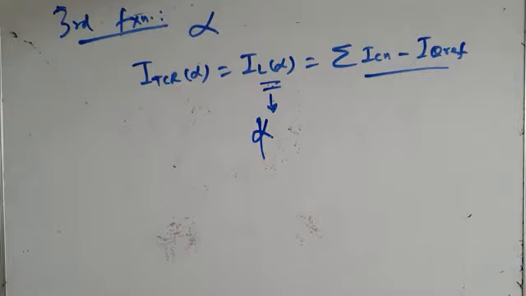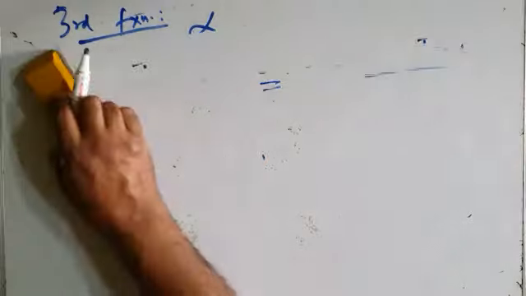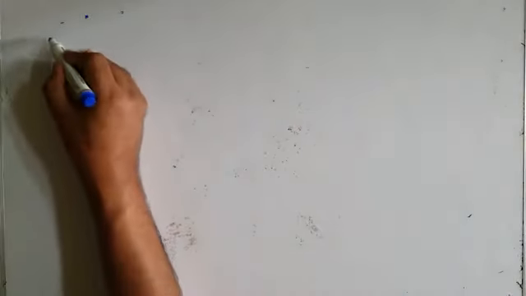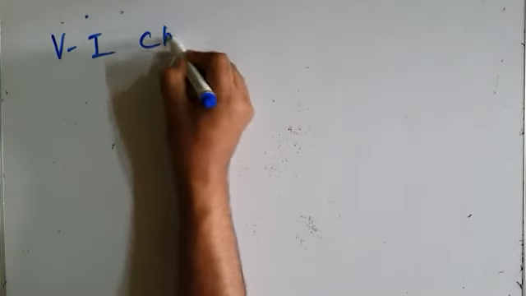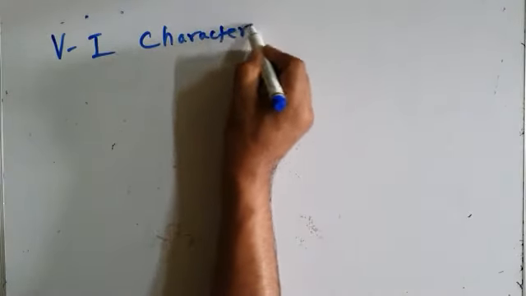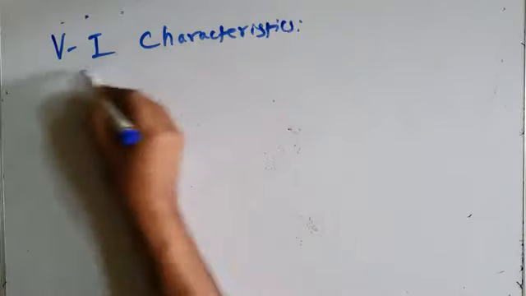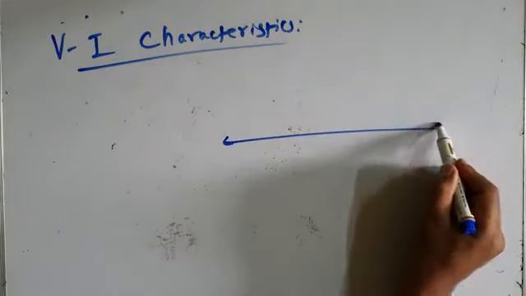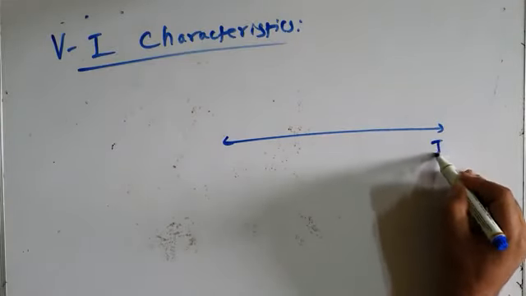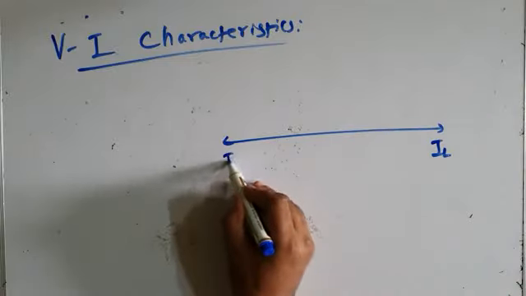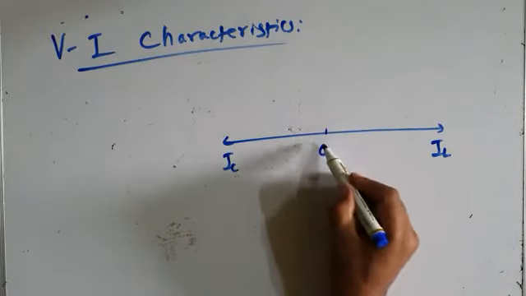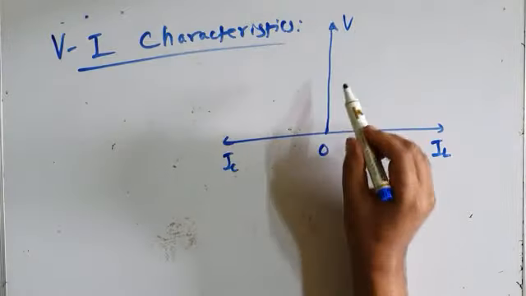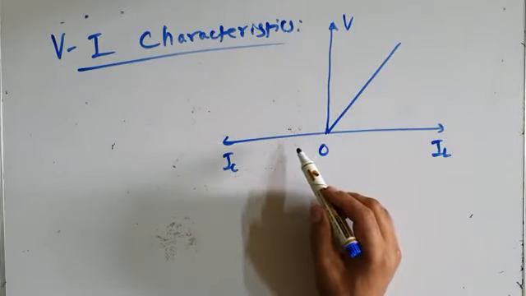by the TCR. So this is how this functional block diagram performs the three functions, and it results in perfect capacitive voltage compensation. After this, I will discuss briefly with you the VI characteristics, voltage versus current characteristics of TSC, TCR, SVC. The characteristics are very simple. This is IL, this is IC, this is origin 0, this is voltage V. It may be like this.